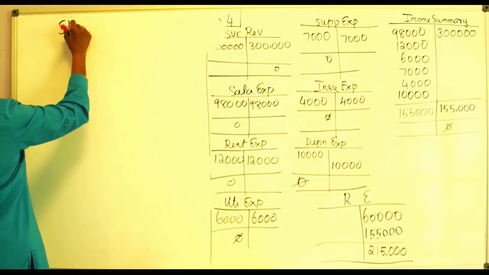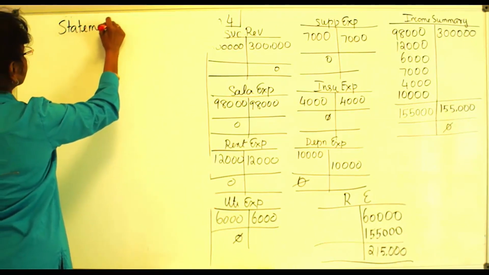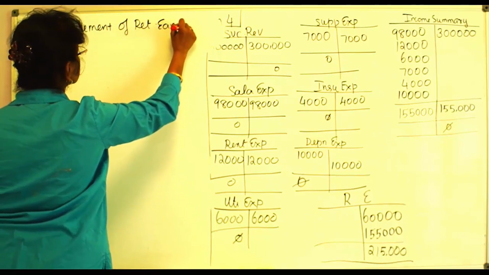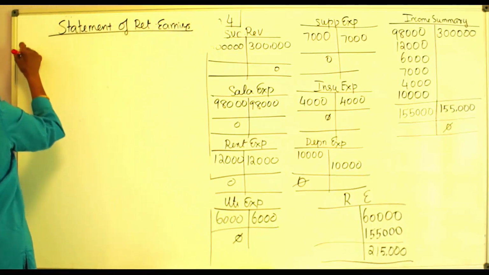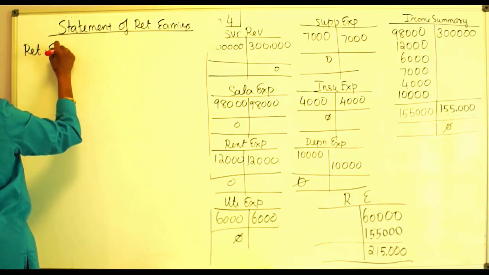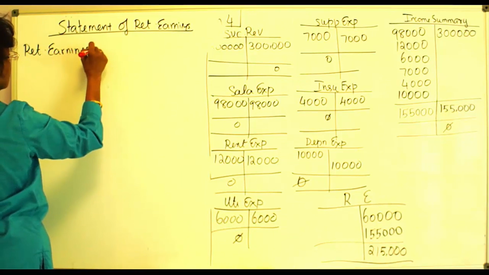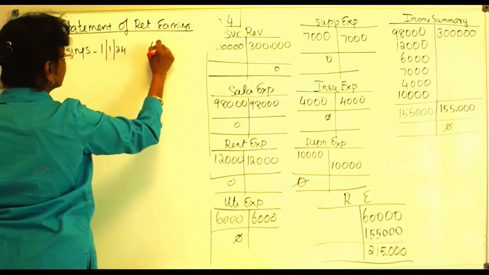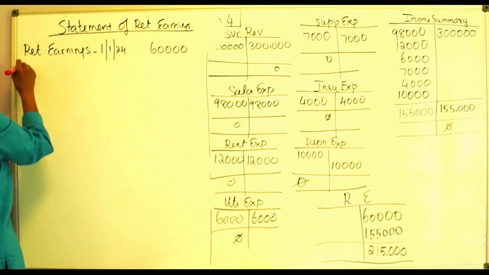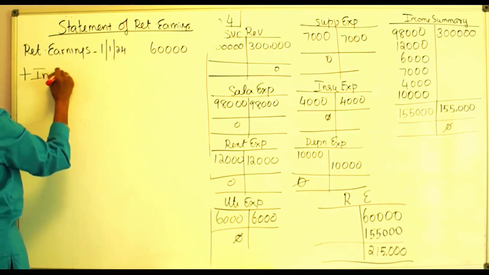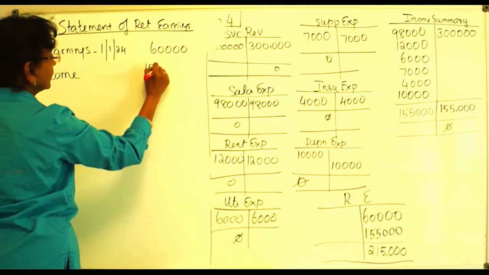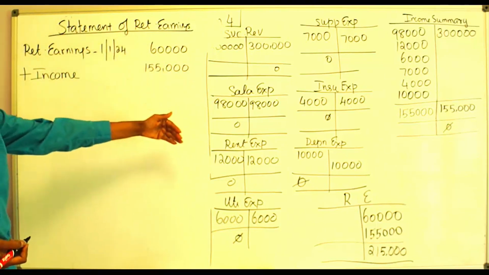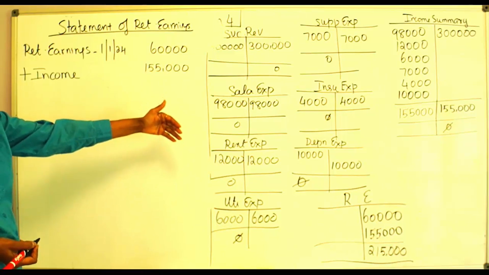So here, statement of retained earnings. Retained earnings before was $60,000. To this you add your income, 155,000. Now there is no dividends here, okay folks? So the dividends will be 0.